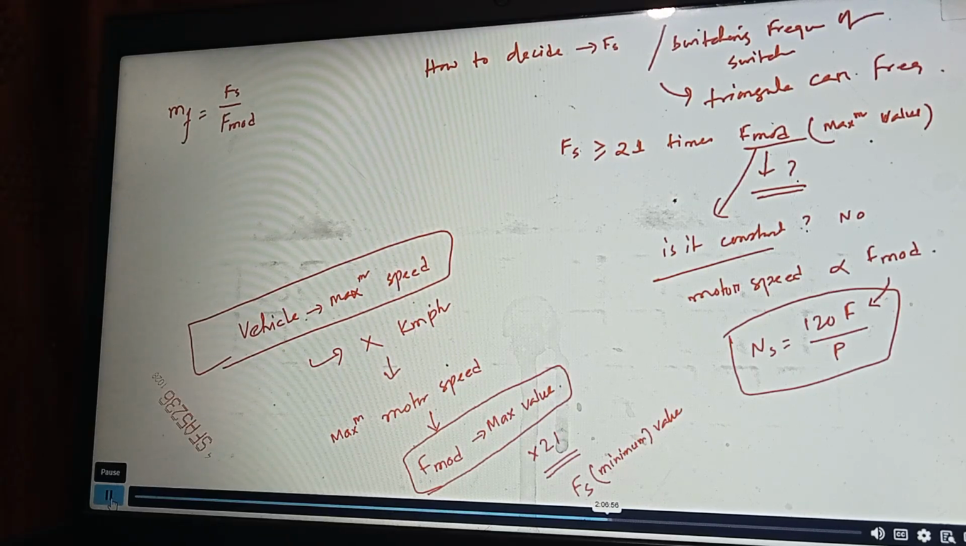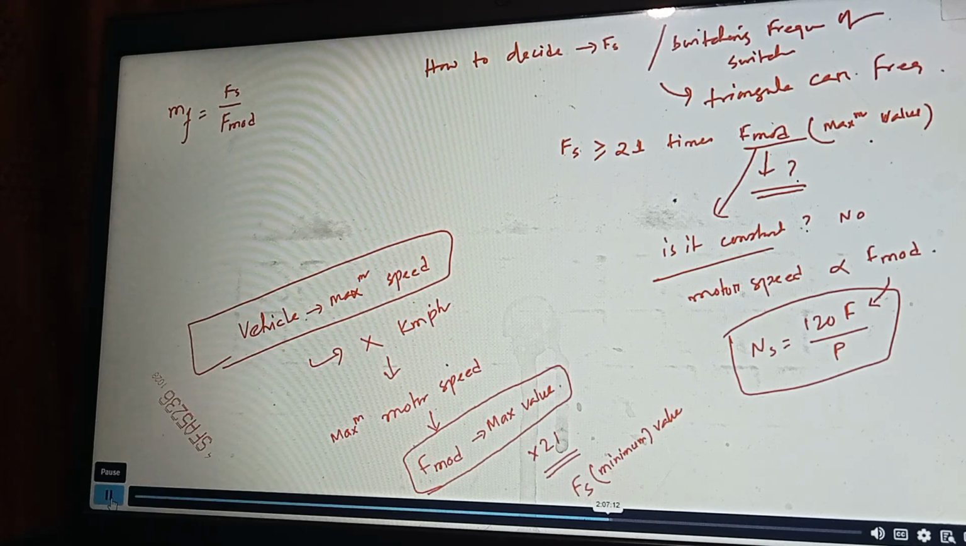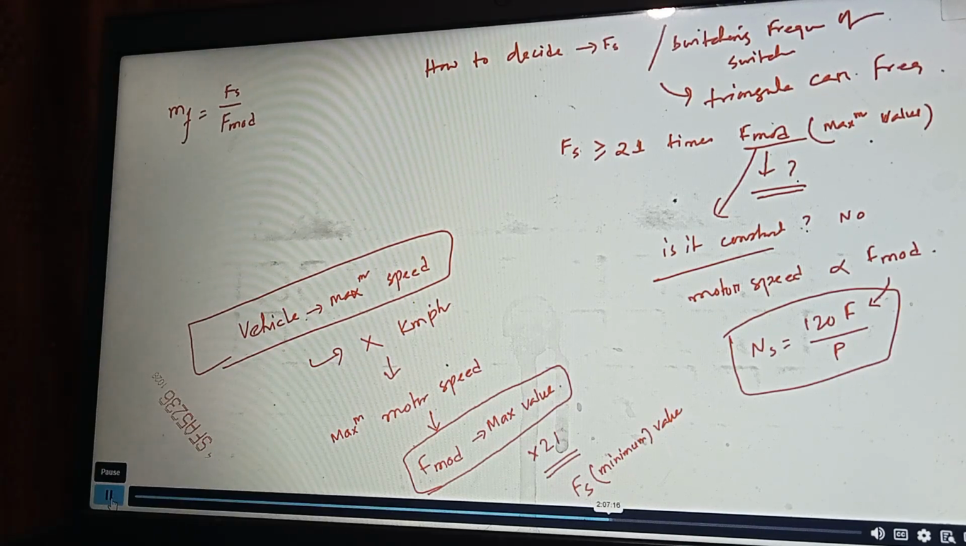MOSFET, you can use 100 kilohertz, 200 kilohertz also, right? Nowadays, wide band gap semiconductor devices, silicon carbide MOSFET, GaN MOSFET, right? Some of them can be operated at 500 kilohertz, 1 megahertz also, right? But then everyone will have their own maximum limitation. Okay, so the minimum limitation of switching frequency comes from vehicle speed requirement, motor speed requirement and all, and the maximum switching frequency limitation will come from physical device constraint.